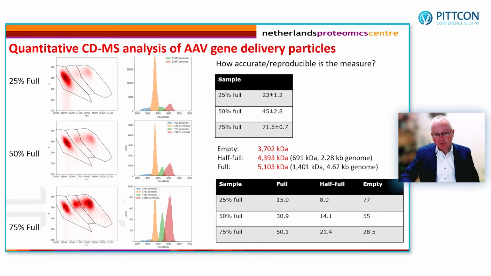Now, the extra value of the CDMS is that we can also get the average mass of the particles, and we can really see that the full particles of 5.1 megadalton are indeed 1.4 megadalton higher than the empty particles, and that is in perfect agreement with the size of the genome. But we also see that the half particles probably contain something like a half genome. And this is something that we look a little bit further into.